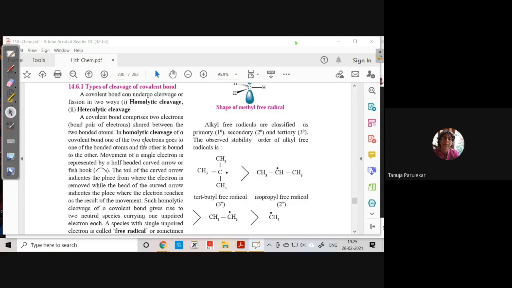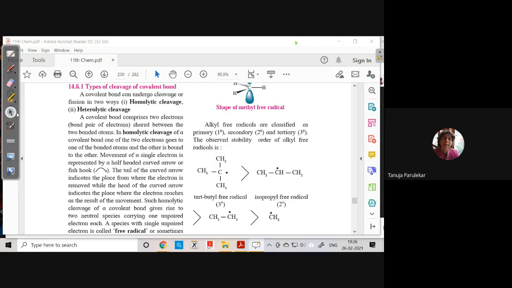In homolytic cleavage, what happens is one of the two electrons goes to one of the bonded atoms and the other goes to the other atom. So it is an equal sharing of that electron. That is, no element takes the pair of electrons. It breaks so that each one gets one electron.